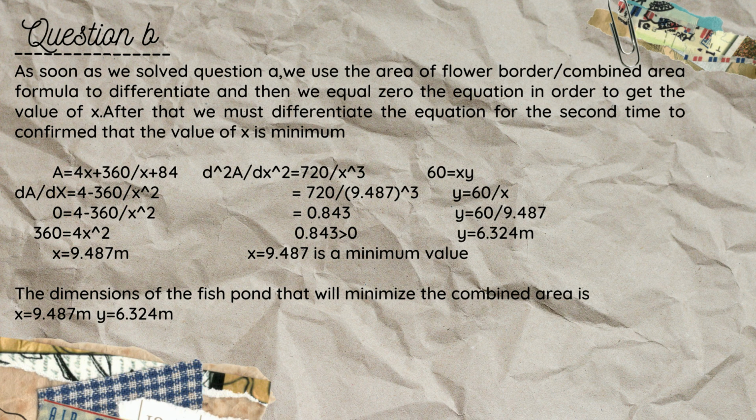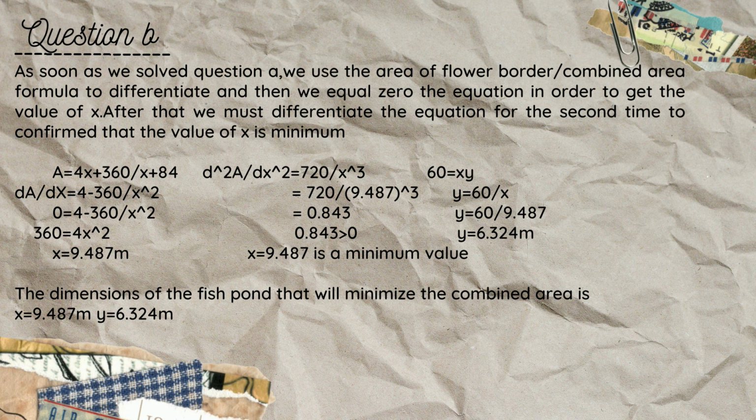To prove whether the value that we get is a minimum or maximum value, we must differentiate the equation for the second time. After we differentiate it for the second time, we should get 720 over x cubed. After that, we substitute the value of x into the second differentiation of the equation. We should get the value of 0.843, and this value is more than 0. So it is proven that the value of x, which is 9.487, is a minimum value.